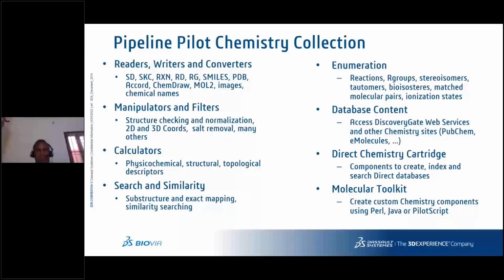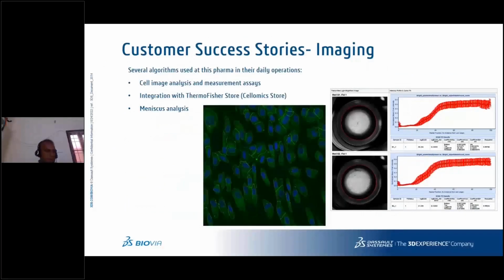I just minimized that. Okay, so these are the different chemistry collections which are available on this particular program. And then I was also mentioning imaging. There are organizations which use different imaging programs. For example, when you are doing cell-based assays or protein-based assays, there are certain images that come out as an output.